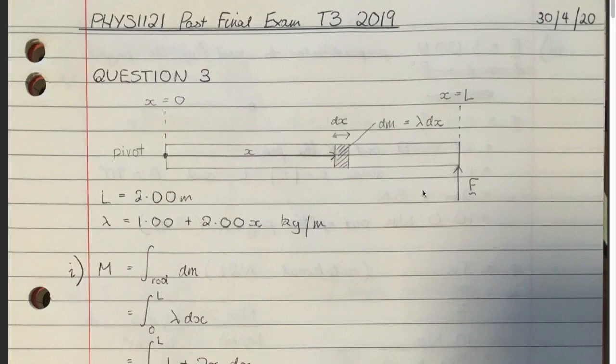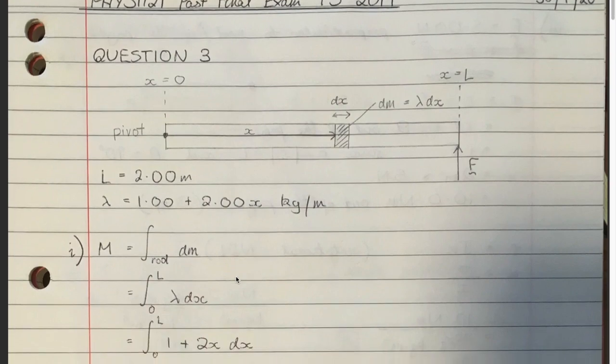So I've redrawn the diagram from the question here. This is the sort of question that we do with an integration. So the first thing to do is break up the rod into little slices of mass dm. We have dm equals linear density times length, so lambda dx. Then the mass of the whole thing is just to integrate dm along the rod.